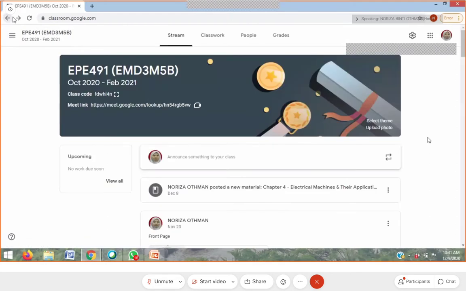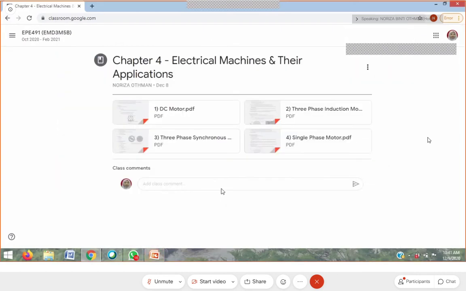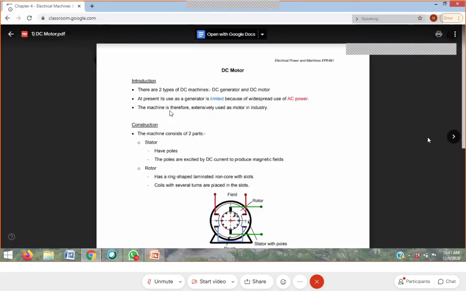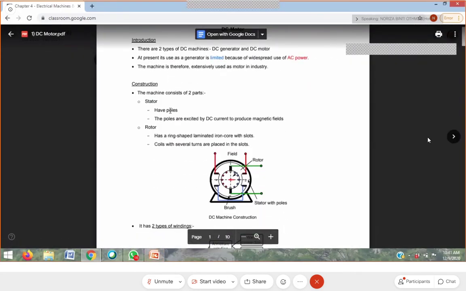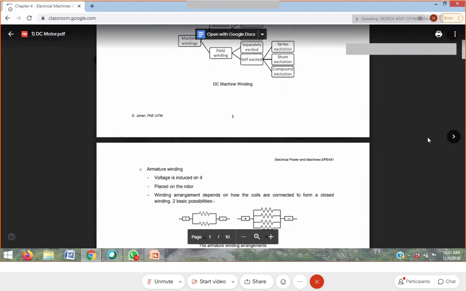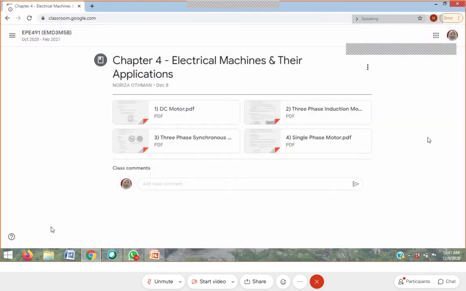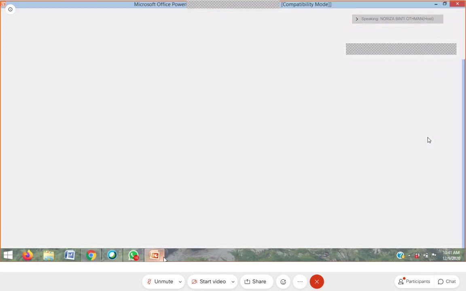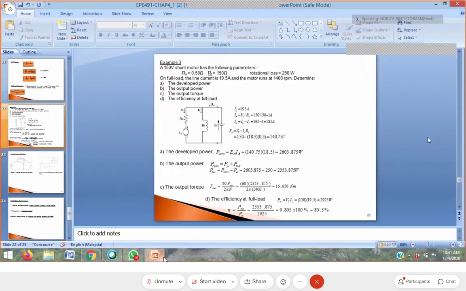Okay, boleh tak saya proceed dengan chapter 4, DC? Boleh, madam. Saya proceed dengan DC motor. Okay, kalau you nak refer notes nanti, you boleh baca daripada sini lah. Tapi saya ada buat slide sikit.